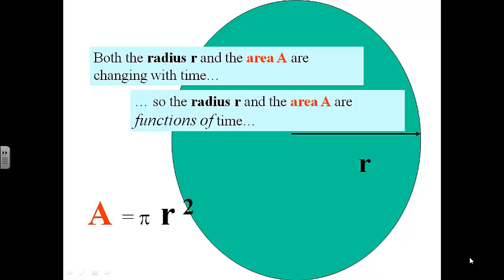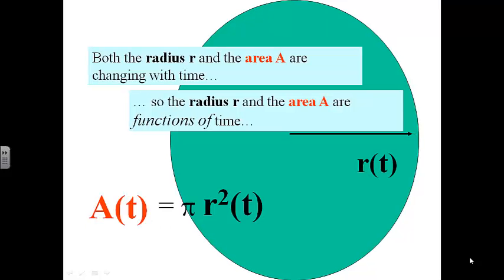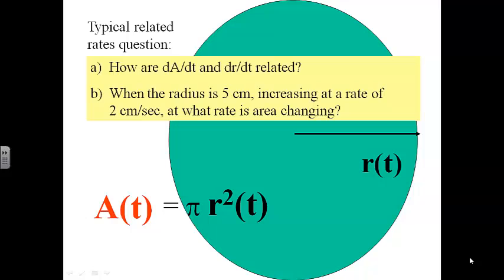Now if both the radius r and the area A are changing with time, that means the radius r and the area A are functions of time, which means we can write it like this, area as a function of time. So a typical related rates question is, how are dA/dt and dr/dt related? And the follow-up would be, when the radius is 5 and it's increasing at this rate of 2 centimeters per second, how fast is the area changing?